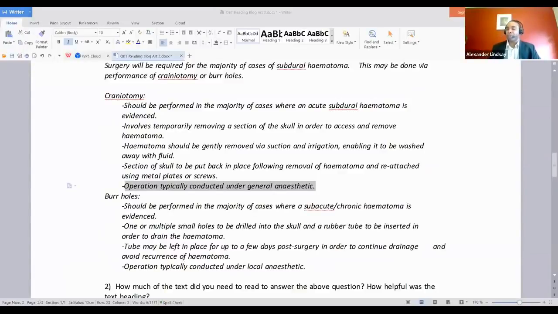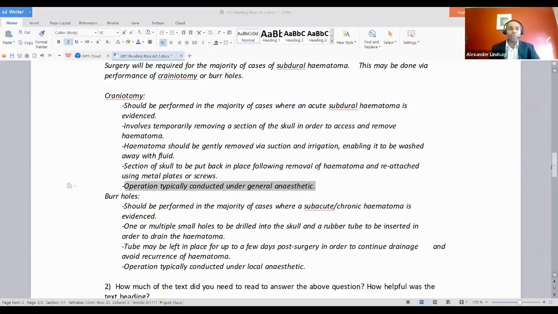Is capitalization important? Not unless it's a proper noun. If it's a proper noun, then you should spell it with a capital, so, for example, if it's the name of a person or a place. Otherwise, you can write in lowercase, so you don't need to worry about that. Okay, so metal plates or screws, perfect.